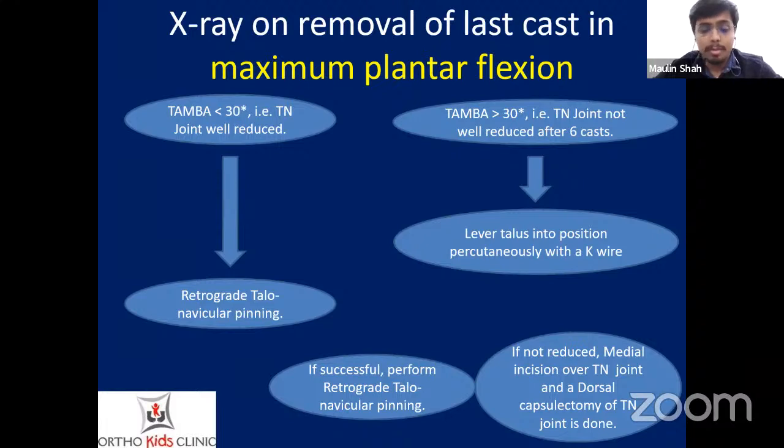And as per the paper by Matthew Dobbs, they suggest a retrograde talonavicular pinning. And if the Tamba angle is more than 30 degrees after 6 casts, the joint is said to be not well reduced. In such cases, they suggested that we should try to percutaneously lever the talus into position, and if that is successful, then we again do a talonavicular pinning. However, if that could not be done, then, as sir has mentioned, we need two incisions. We do one medial incision over the talonavicular joint, do a capsulectomy of the joint and then reduce it into place.